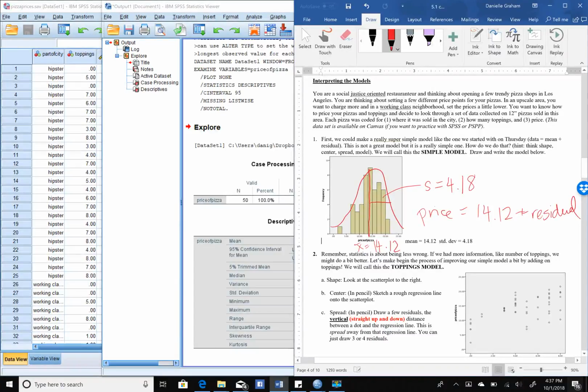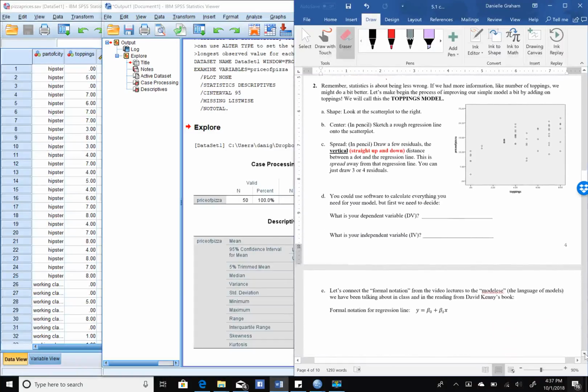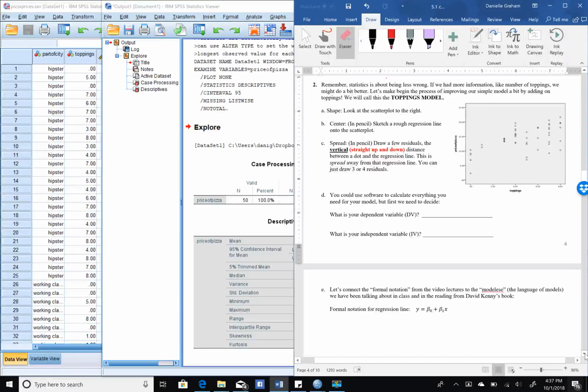Okay. All right. Now for the second part, let me just clear all this out. If you need it still, you could rewind the video. Okay. So down here, if we look at this scatter plot, we are creating a better model, right? By adding information that's hopefully relevant to what we're trying to predict. So in this case, we are using toppings down here to predict price of pizza.